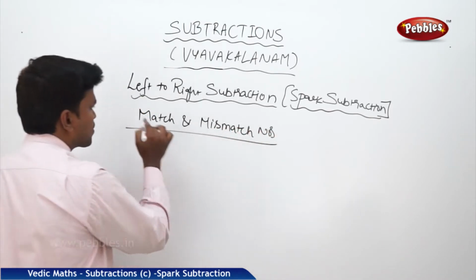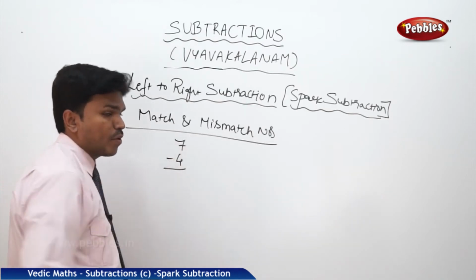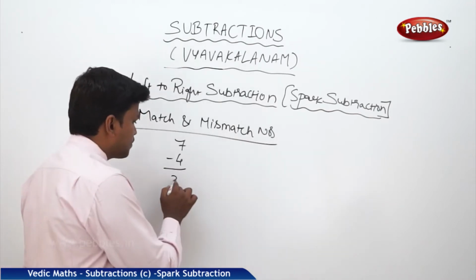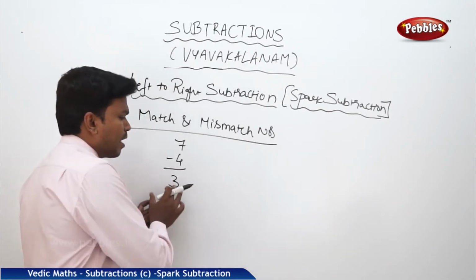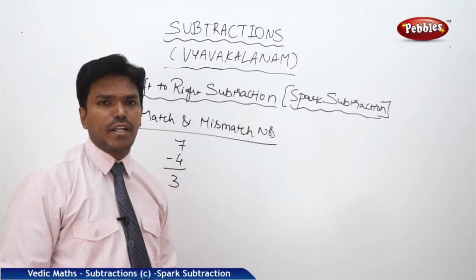Match and mismatch numbers. Now suppose 7 minus 4. Yes, I know the answer, and I know that you know the answer is 3. But here my answer is not the concept. My answer is not the criteria. So what is the main criteria here?